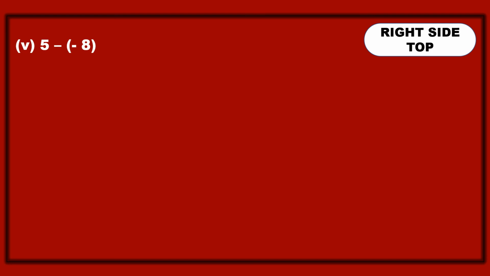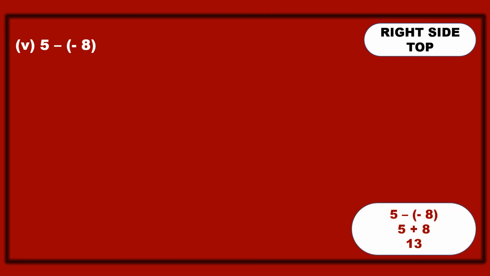This is your next problem, 5 minus of minus 8. Here also it is minus of minus. Minus of minus means it is plus. So as it is plus, we should go right side and we should go on the top. Okay, so let us write the rough part, right side top, and we'll solve this in the rough. Minus of minus is plus, so 5 plus 8 is 13.